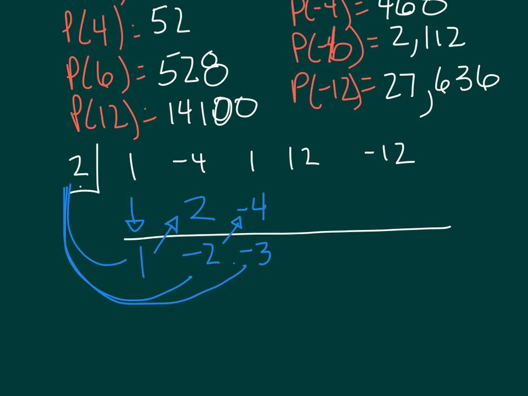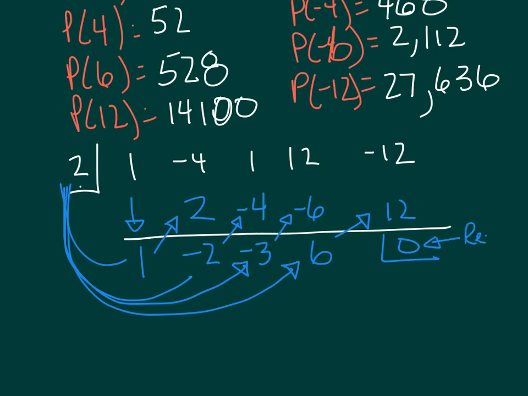2 times negative 3 is going to be a negative 6. Combining down, I am going to get a 6. And 2 times 6 is going to be a positive 12. Combining down, I'm going to get a 0. And as a reminder, that's my remainder, which is why the 2 above, p of 2, evaluated to 0.